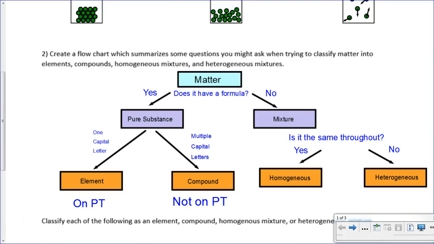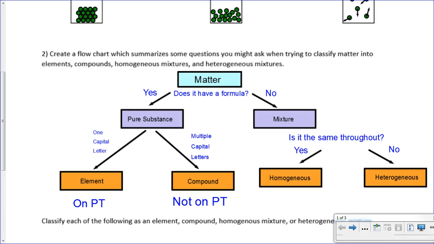Moving down here to question number 2, I think that this is a pretty good flow chart. So you're looking at all matter and you're trying to classify it. The first question you should ask yourself is, does it have a formula? If it does have a formula, then we're looking at a pure substance, which could be either an element or a compound. If it does not have a formula, then it's a mixture.